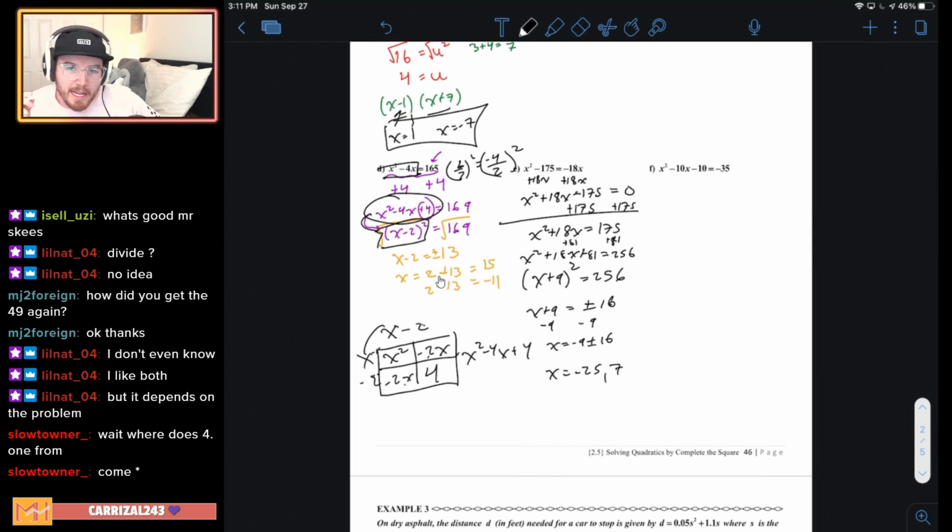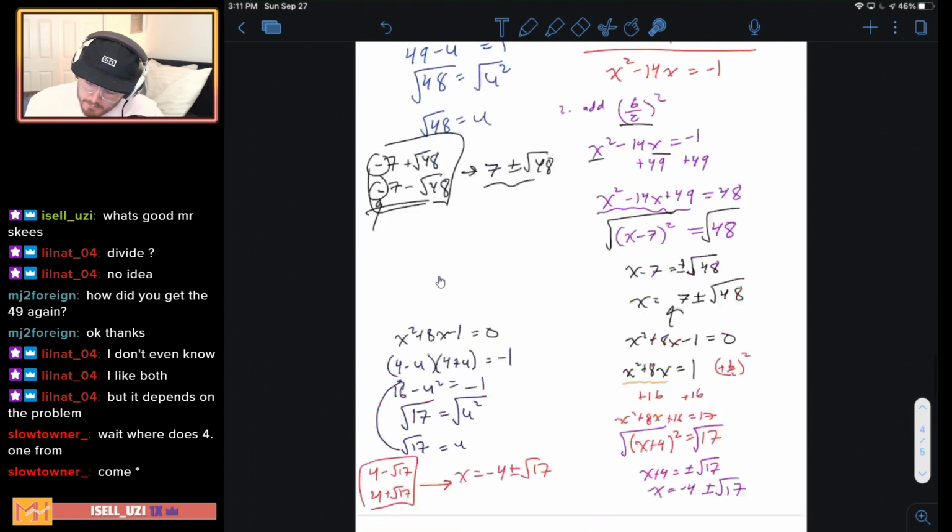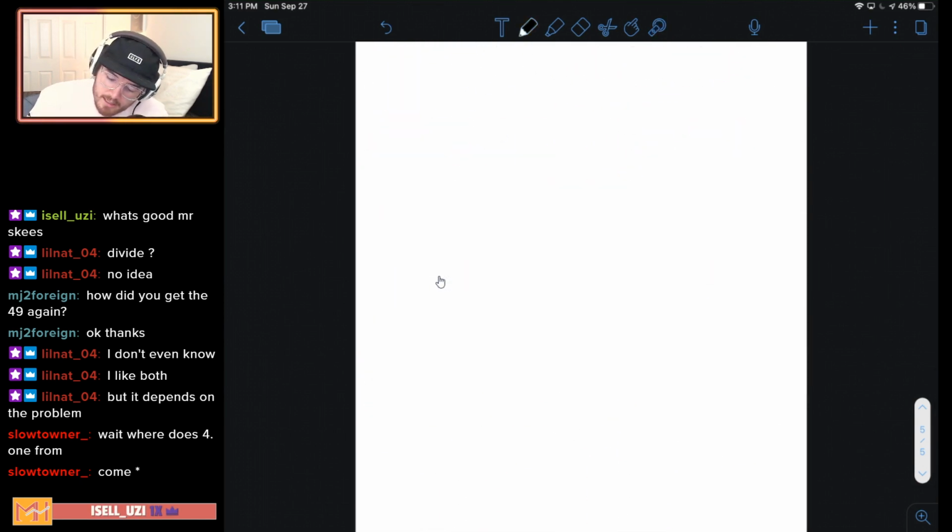B over 2 in all of these is nice because B is even, right? So we've put a little bit of a handicap on these problems. B over 2 results in 9, not 9 halves or 15 halves. The second you have an odd number, you get into a little bit of a pickle.